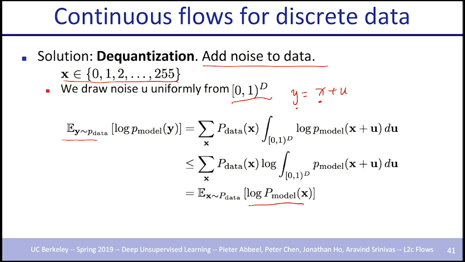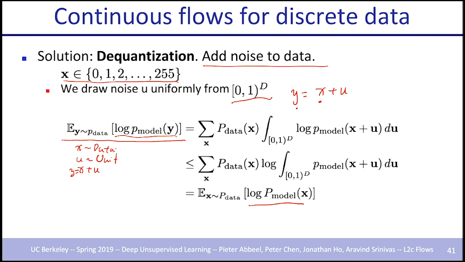So this is how we get our data. This is X from data, and then U from uniform, and then you just add these two together. So now we know how to sample Y. And then we also know how to evaluate what's inside here. We get any Y, and then we map it through our flow, and then we get some noise variable, and then we multiply that by the determinant of the Jacobian. All of those are fairly doable.